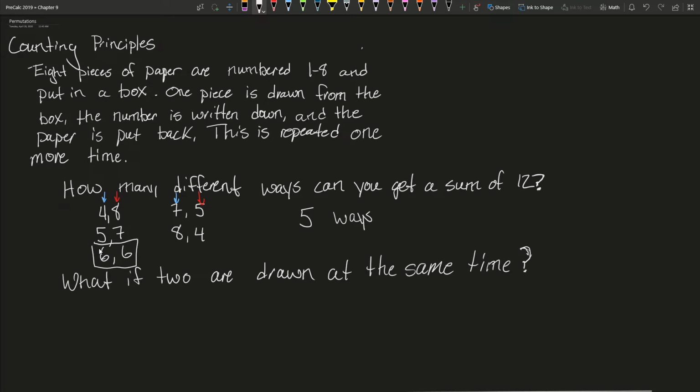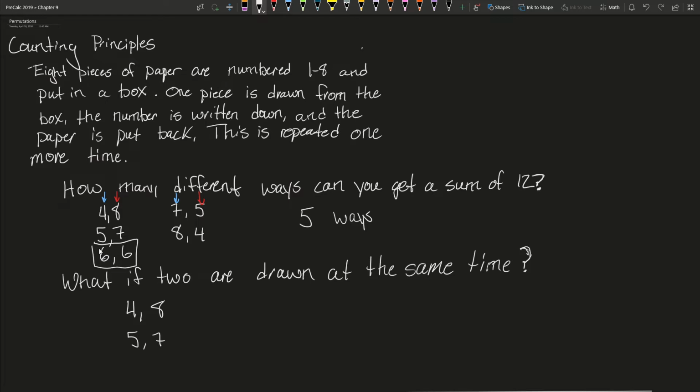All right, so what if these two numbers are drawn at the same time? How many different ways can we get a sum of 12? Well, it's almost the same thing, right? So we can get 4 and 8. We can get 5 and 7. But in this case, we can't get 6 and 6 because there is no replacement, right? We take one number out and we never put it back in.